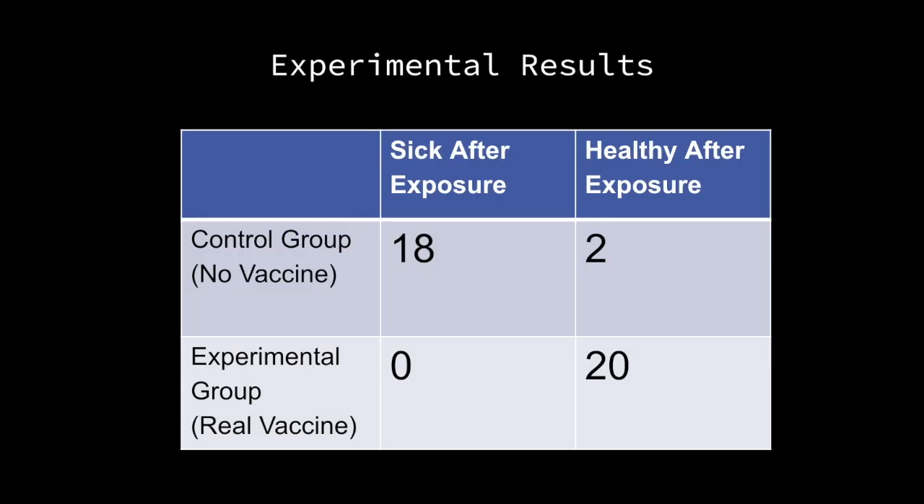Okay, so these are our results that you're going to have 2 questions about in a minute. For the control group, the ones without a vaccine, 18 of them were sick after the exposure, and 2 were healthy after. For the experimental group, the ones that got the vaccine, 0 were sick after, and 20 were still healthy after. Okay? So go ahead and answer the questions.